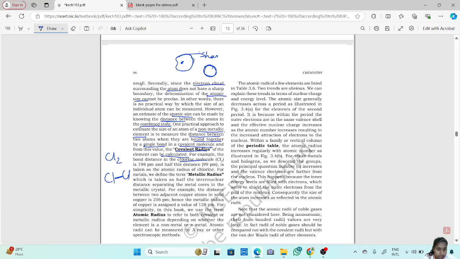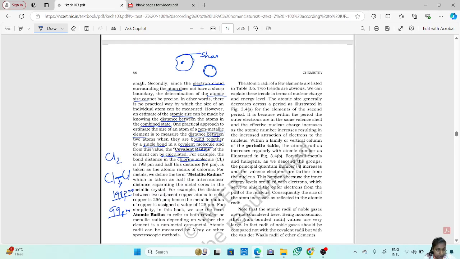Now this is 198 picometers. PM is picometers. Half the distance is 99 pm. If you divide 198 by 2, it is 99 pm, so this is taken as the atomic radius of chlorine.